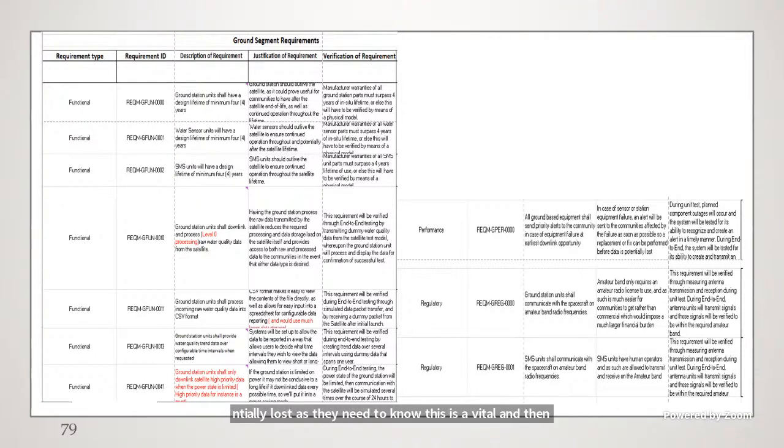Ground station units shall communicate with the spacecraft on amateur band radio frequencies. The amateur band radio frequencies only require an amateur radio license to use, and as such are much easier for communities to get than the commercial ones, which would impose a much larger financial burden. The SMS units shall communicate with the spacecraft on amateur band radio frequencies too. SMS units have human operators and as such are allowed to transmit and receive on amateur radio bands anyway.